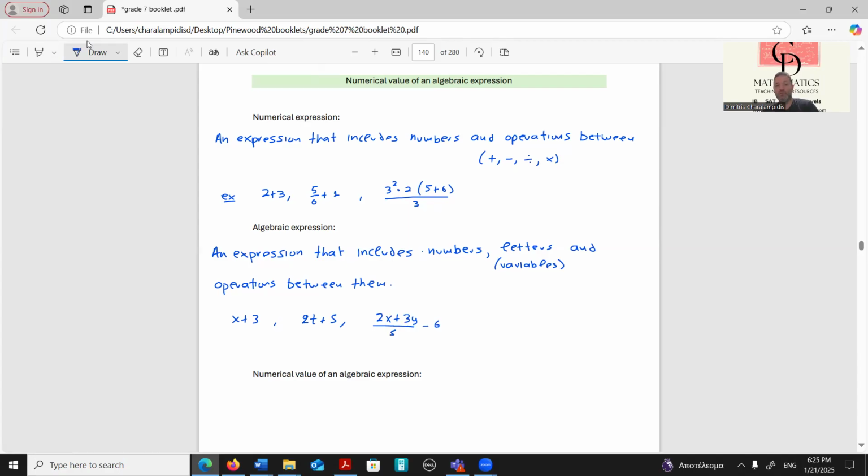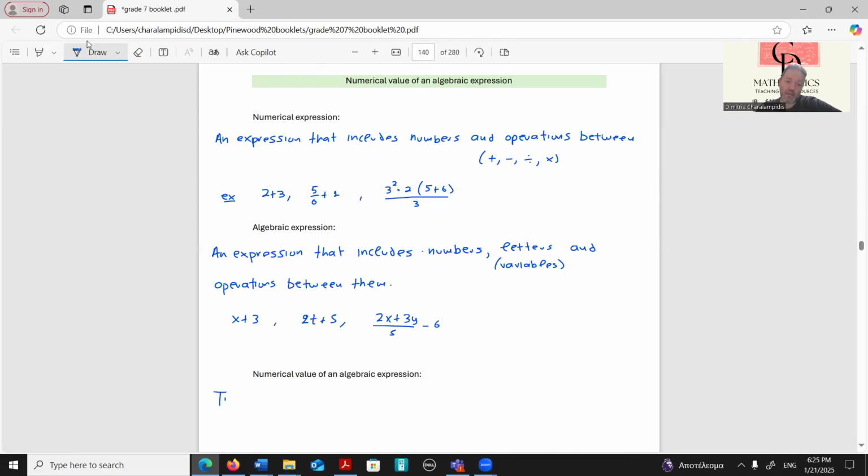So to recap, numerical expression is an expression that just contains numbers and operations between these numbers. An algebraic expression is an expression that contains numbers, like before, letters, which are called variables, and again, operations between them.